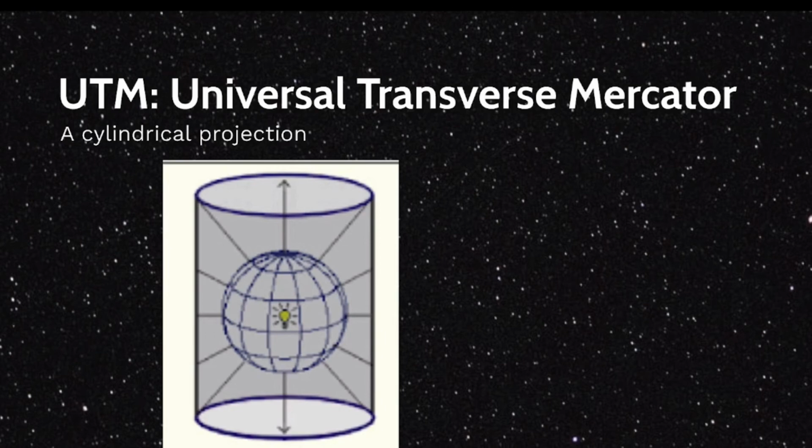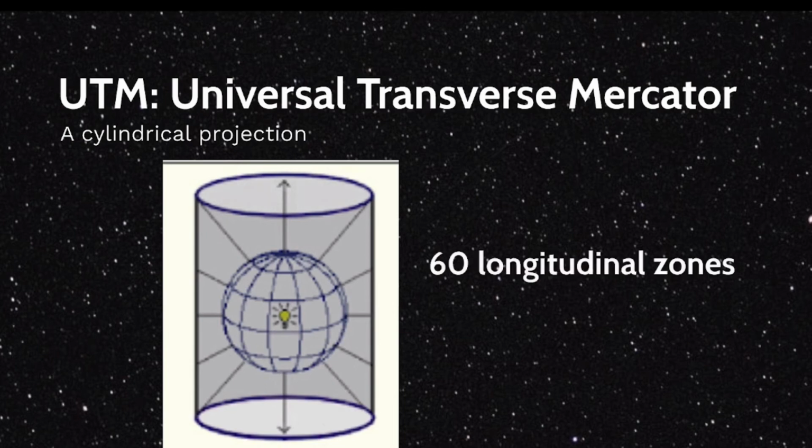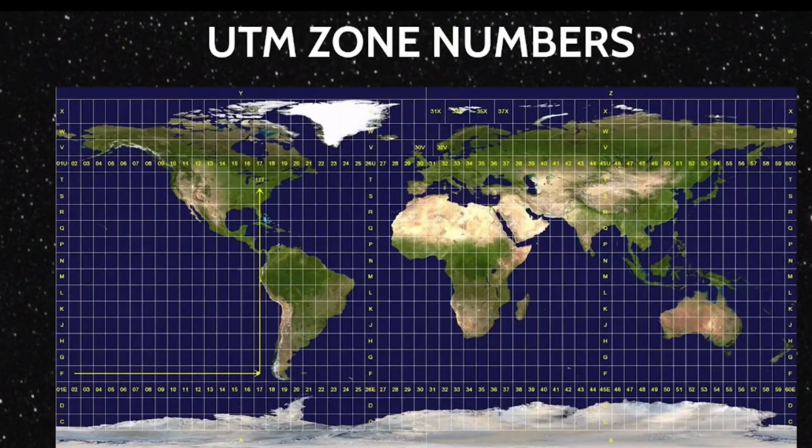Cylindrical projection is created by wrapping a cylinder around the globe and projecting the globe surface on the inside surface of the cylinder. It divides the Earth into 60 longitudinal zones. Here is an image that shows how these zones are divided. Each UTM zone is 6 degrees wide in longitude. Zone 1 starts at the international date line, 180 degrees west, and increases towards east.